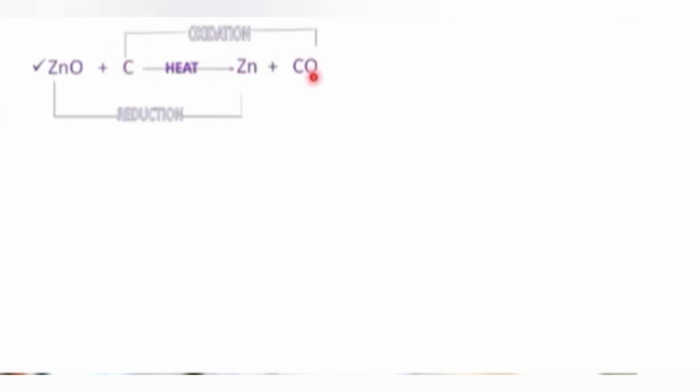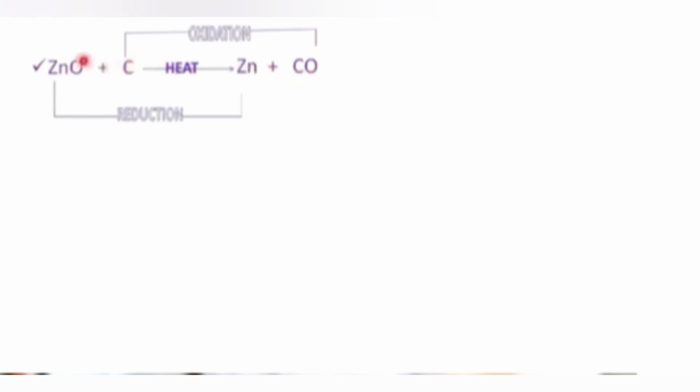In this reaction, we have zinc oxide combining with carbon to give me zinc solid and carbon 2 oxide, or carbon monoxide. Now, my oxidizing and my reducing agent would be at the reactant side. Take note of that. It can never be on the product side. But my oxidation half reaction will be carbon to carbon monoxide. Why? Because it's gaining what? Oxygen.